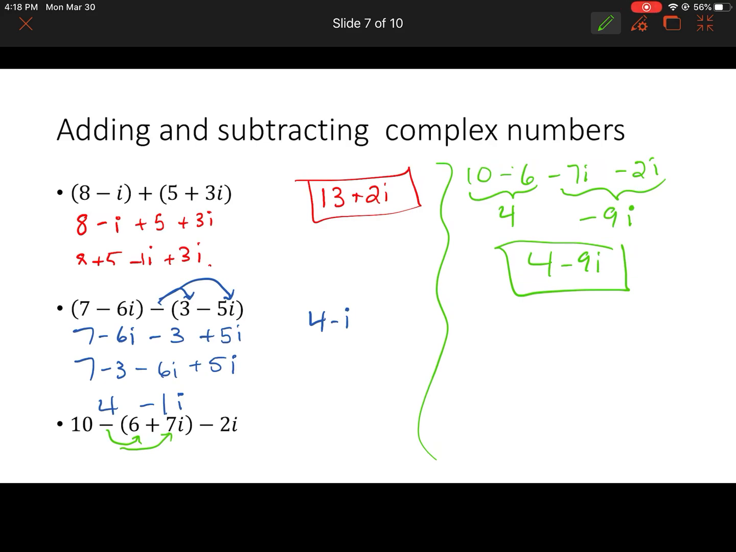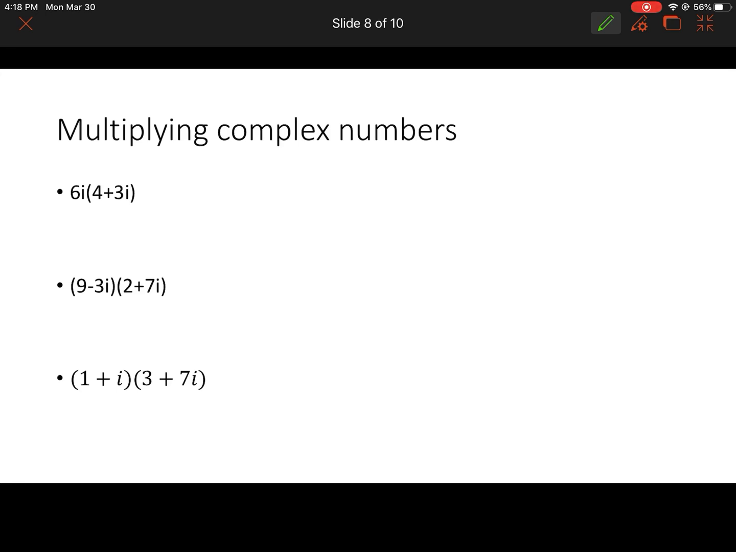Okay, so this is adding and subtracting complex numbers. Remember, adding, basically just adding. Just make sure that you add the correct terms with each other. Subtracting, this is a little bit more tricky because you have to distribute the negatives. But basically the same thing. And then next is multiplying complex numbers. Okay, now this one's a little bit more different. You are going to use the distributive property here.